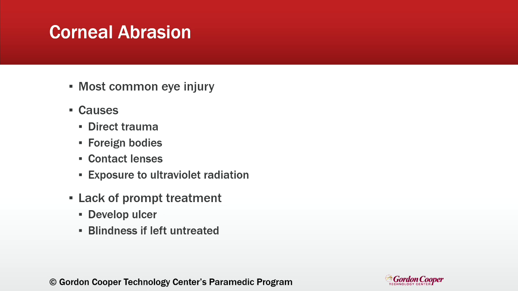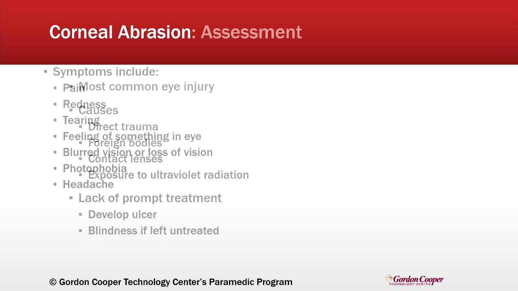And exposure to ultraviolet radiation, such as sunburns, tanning beds, using welding equipment or cutting torches and those kinds of things, can cause that as well. An ulcer can develop if an abrasion is not treated promptly. If left untreated, it can actually result in permanent vision loss, or to the extreme, possibly even blindness.